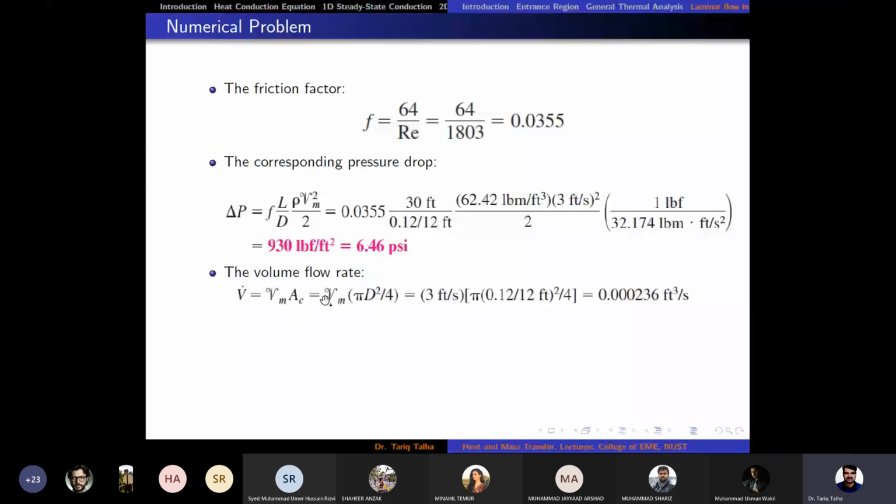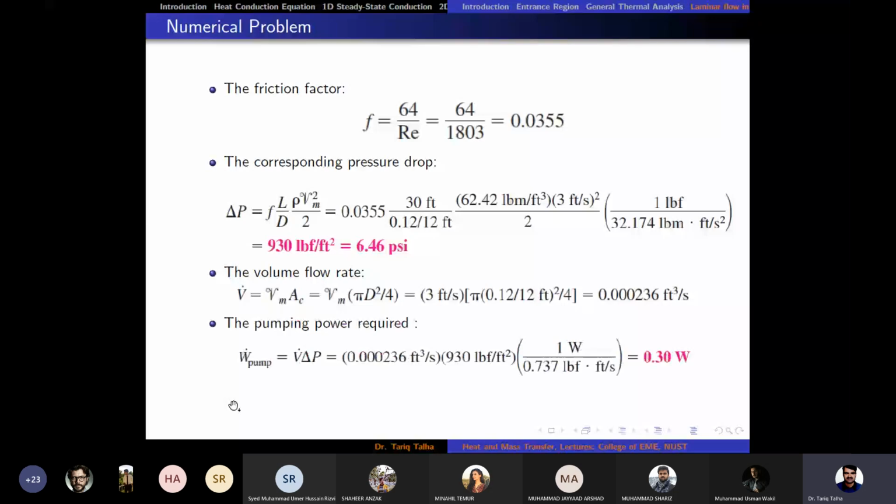Vm, we have been given the value, mean velocity 3 feet per second, and Ac is the cross-sectional area. From here the volume flow rate is calculated, and then we can calculate the pumping power.